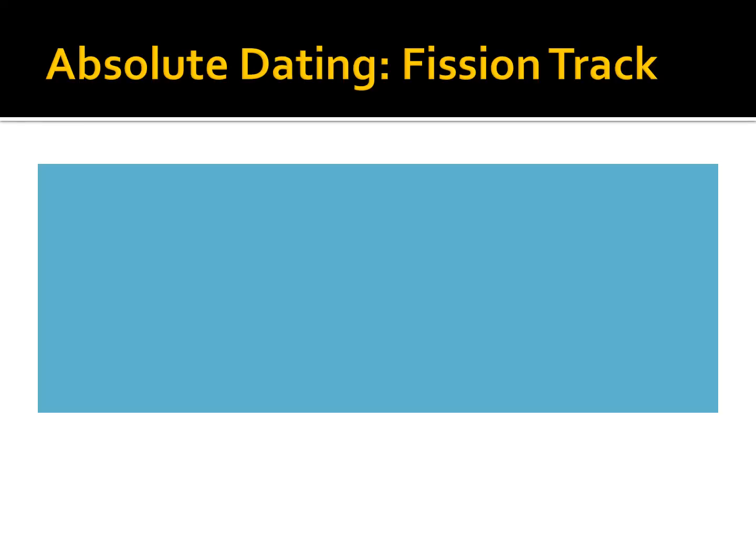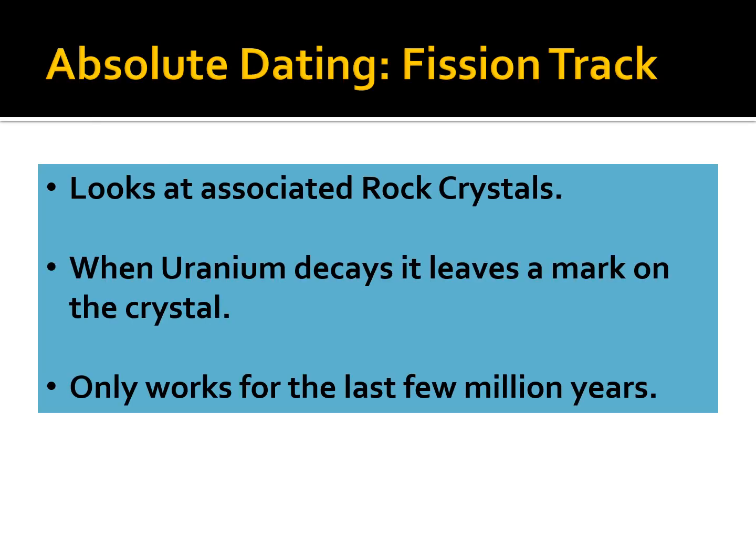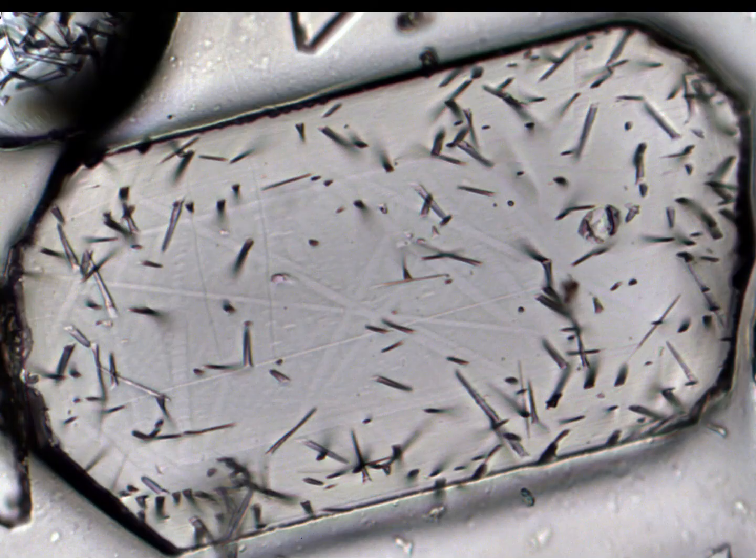We also have an absolute dating method called fission track dating. It looks at associated rock crystals that are contained within geologic formations. And when uranium decays, it leaves a mark on that crystal. And this only really works for the last few million years. In the image I'm about to show you, you're going to see what those marks look like. And what you're doing is essentially measuring how long those marks are. And how long the marks are will tell you how old that particular crystal is that you're looking at.